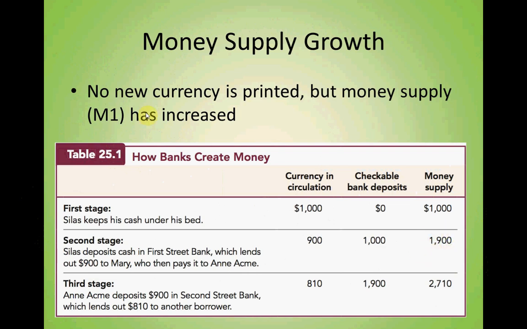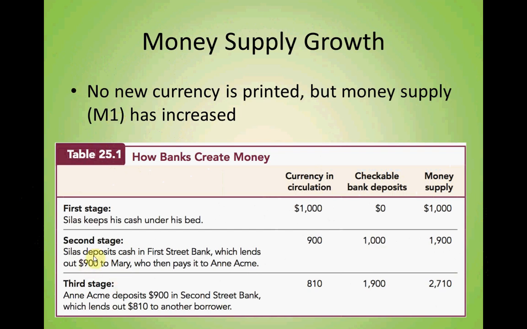No hard currency is being printed yet. No new currency is being printed, but the availability of money is increasing, and that's what M1 basically is. And I know we're getting a little weirder and a little more abstract, and you're probably seeing that there are some problems here. Hold on, we'll talk about those in a minute. So let's go down to the third step.